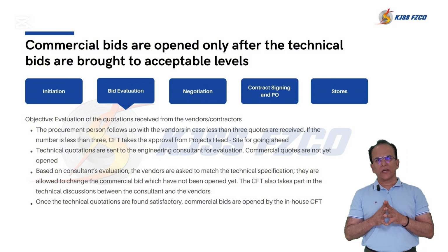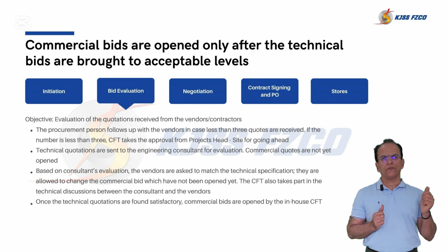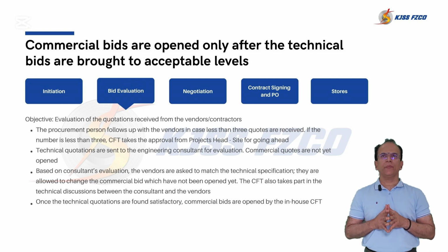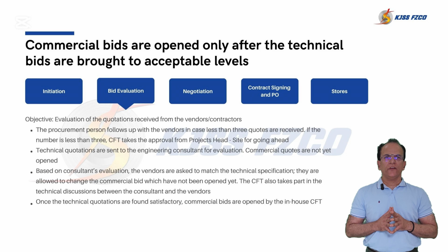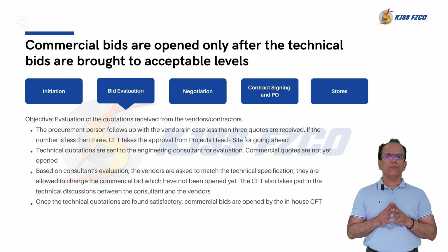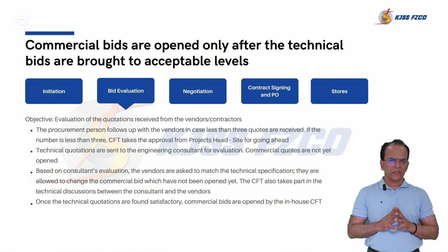If quotations are less than 3, usually in most of the industry, 3 quotations are a must before proceeding. So if we have received less than 3 quotes, they follow up with the remaining vendors. So a minimum of 3 quotations must be there. If still quotes are less than 3, the cross-function team must get approval from the project head at site before moving forward. The technical evaluation should be done first.